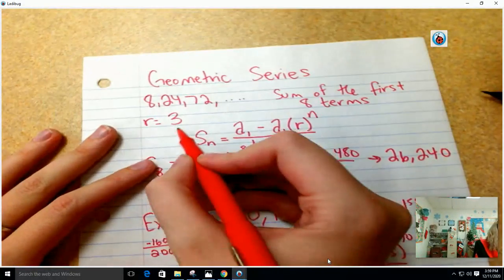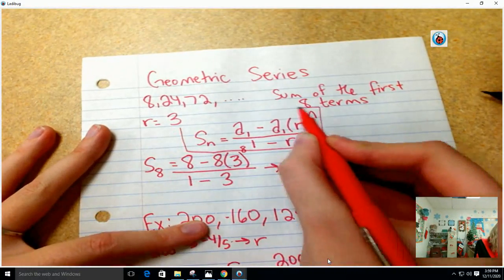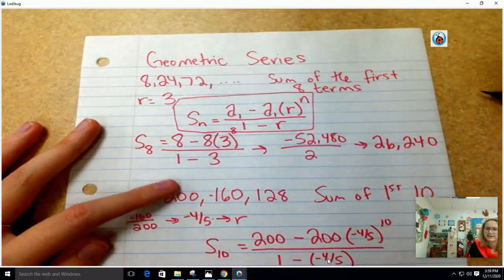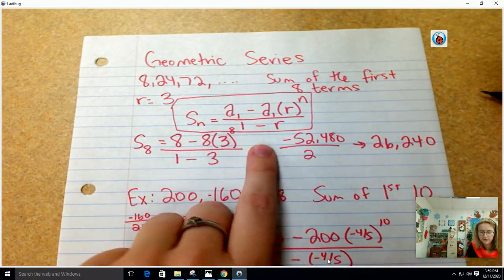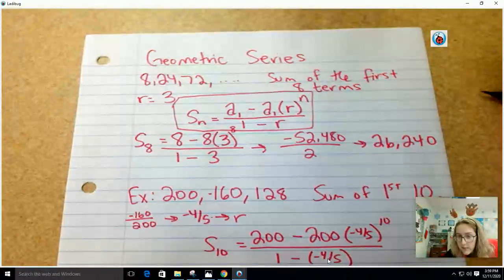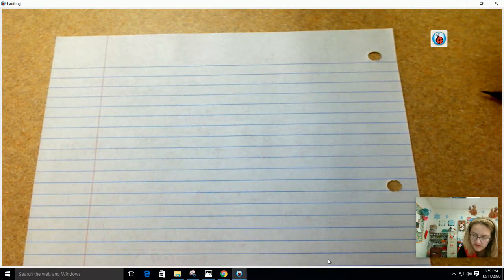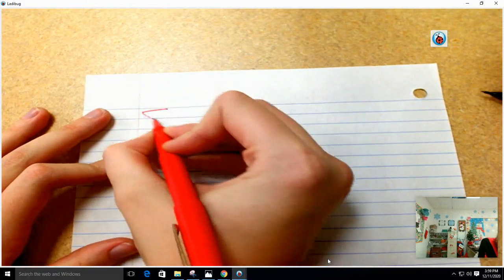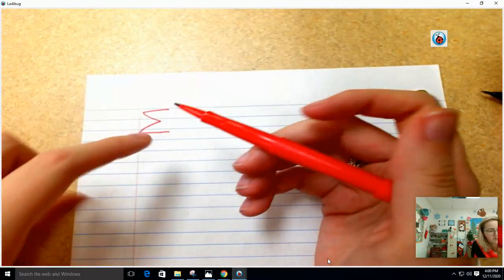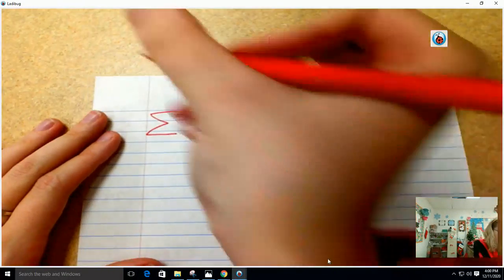So this right here is your biggest takeaway from today's lecture. Today's lecture is this formula and how to use it. In the same way that we have summation notation for arithmetic, we're also going to have the same for geometric. So for geometric, we're going to have the same starting, ending, and your explicit formula here.